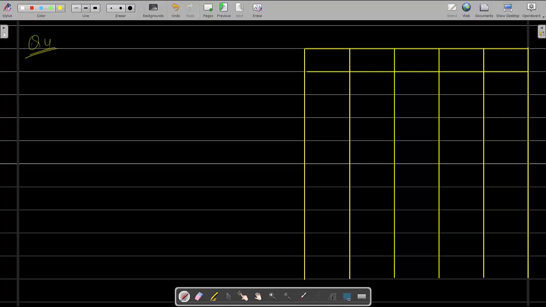So what you need to do here, first thing, question number 4. Question number 4, from the following data, calculate Karl's Pearson coefficient of correlation. So here we have x variable and y variable, right? So we have to write down here x, and we have to write down here y.